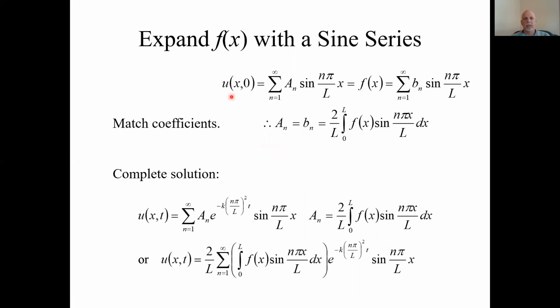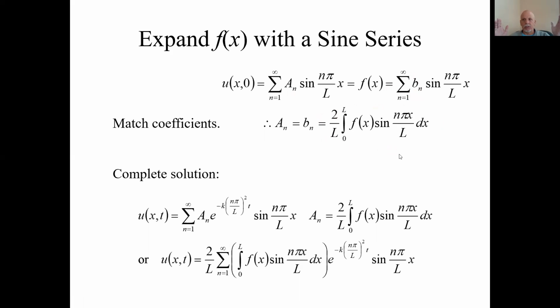So we'll say u at time 0 was this thing. That equals our initial condition. And we're going to expand this initial condition using the sine series. It will look like this. So all we want is our a sub n equal to these b sub n's, just matching coefficients. And we have a formula for the b sub n's from our Fourier sine series. That was this.